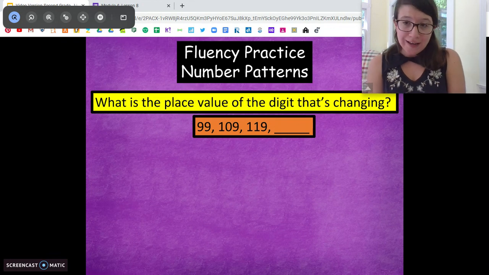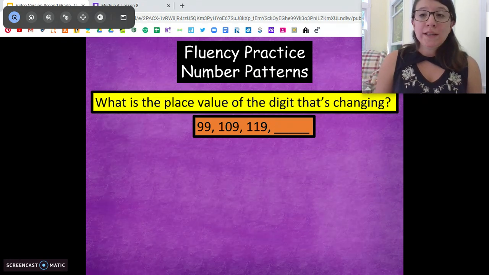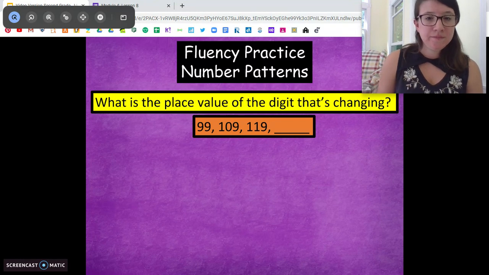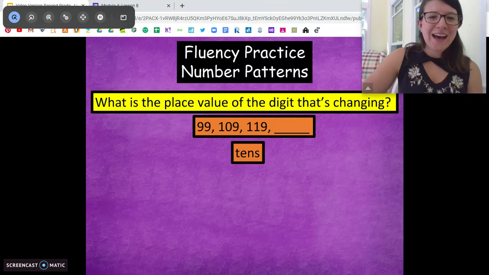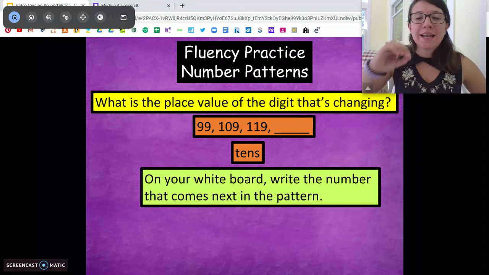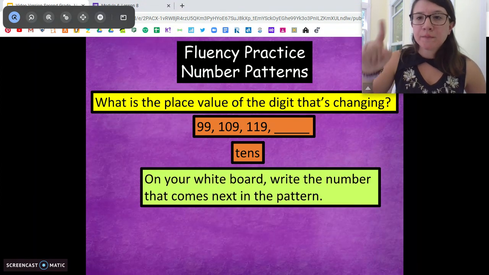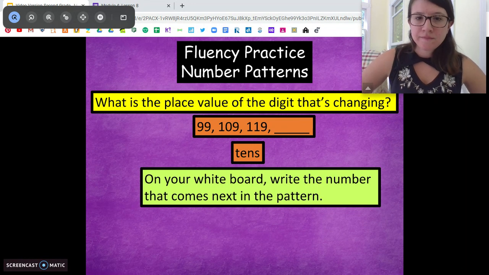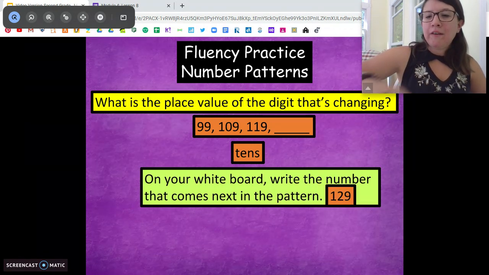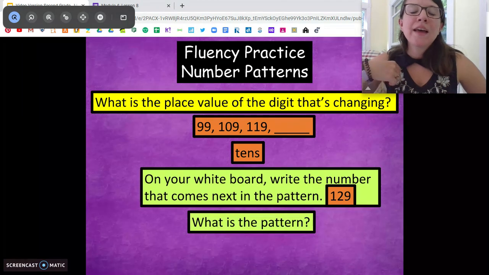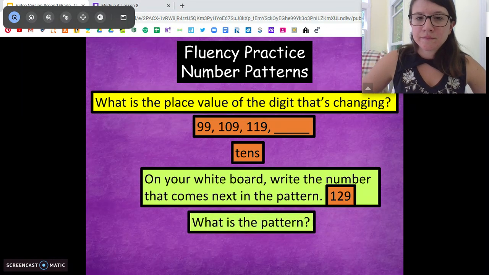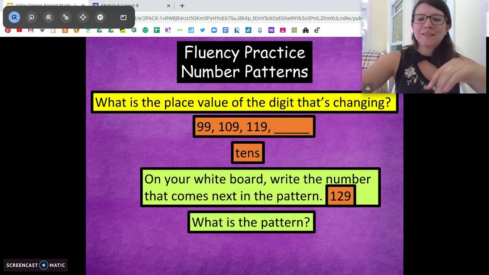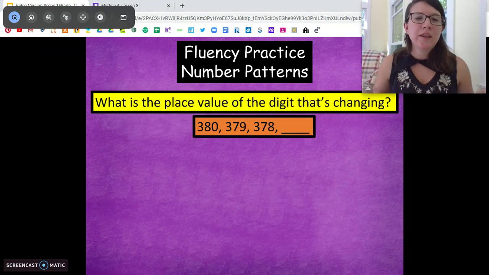99, 109, 119. What place value is changing? You got it. The tens place. Very good. Write down the next number in this pattern on your paper right now. You should have 129. Awesome. Now, what's the pattern? We're adding 10 more. Very good.